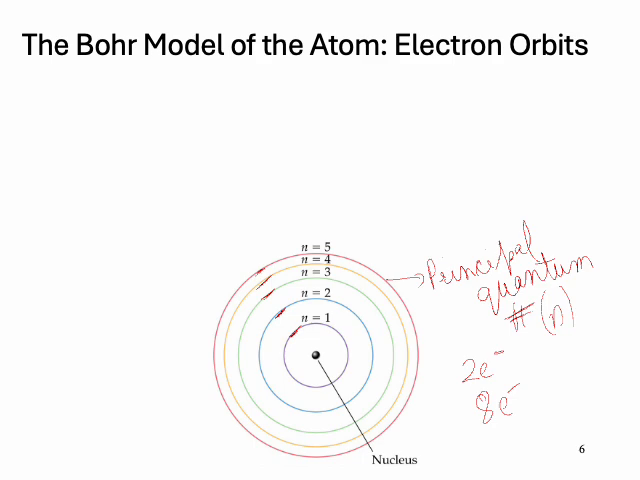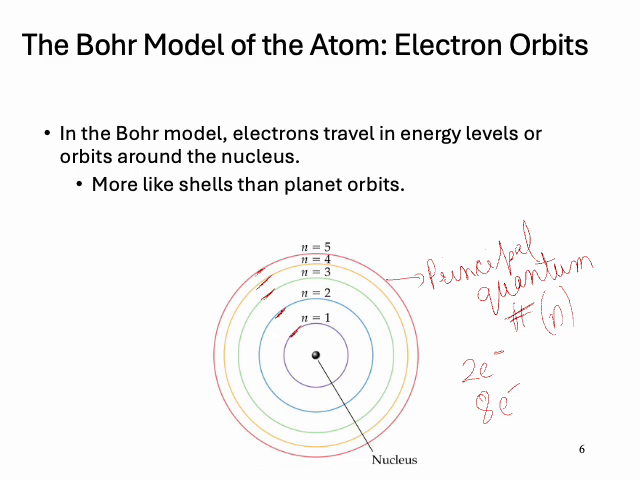And always shell number 1, or orbit number 1, consists of 2 electrons, and then all the following orbits will hold a maximum of 8 electrons. So you start filling up shell number 1, then if you have more electrons, we move to number 2. If we have more electrons, then you move to number 3.